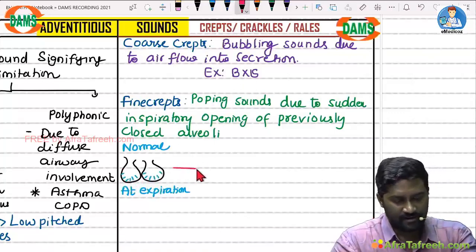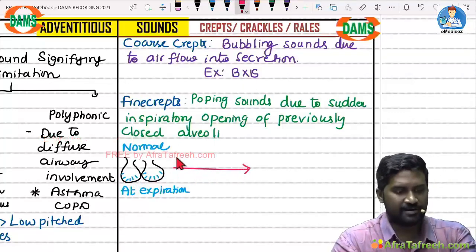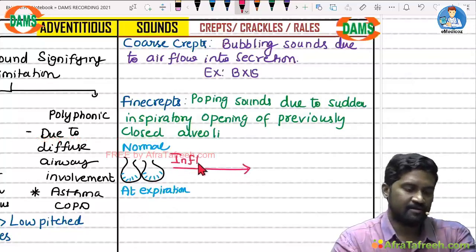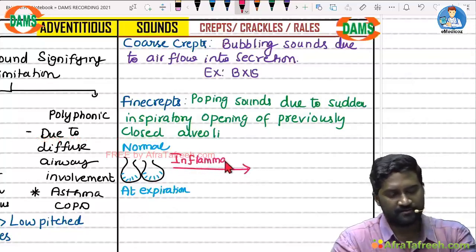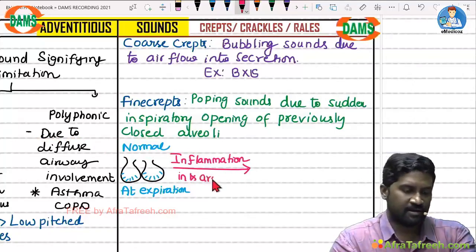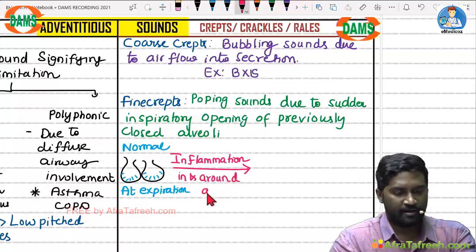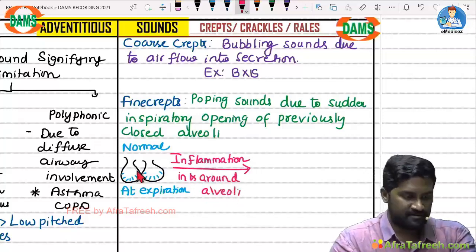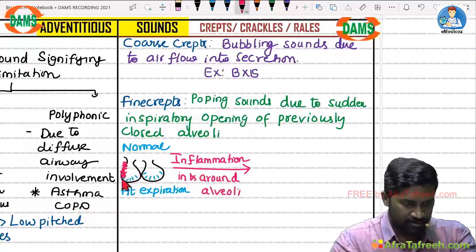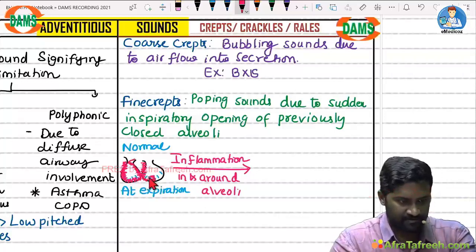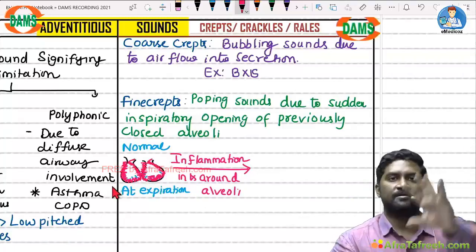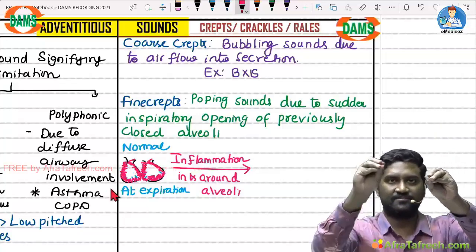Whenever there is inflammation or fluid in and around alveoli, this inflammation will not allow the surfactant to function properly. Because of this, alveoli will close at expiration.